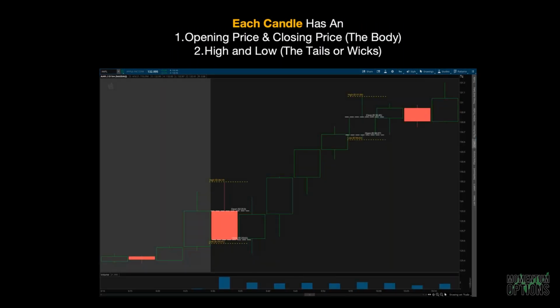So whenever we're looking at our candles, it's important to recognize they tell us a few things. One, they tell us where price opened and closed, and that's represented by the body. And they also show us where price went, the highs and lows. These are expressed by the tails or the wicks.